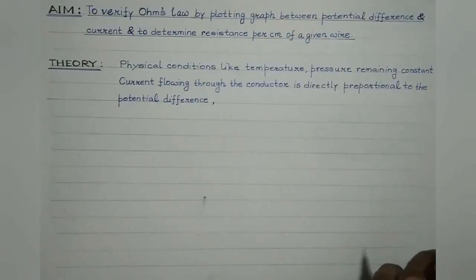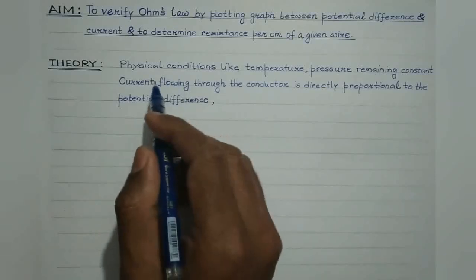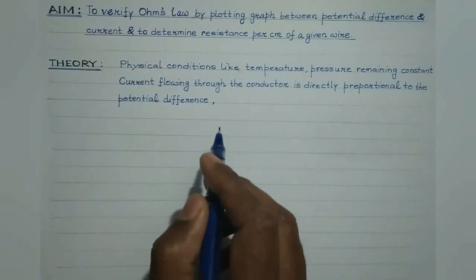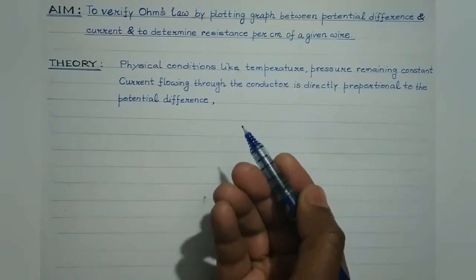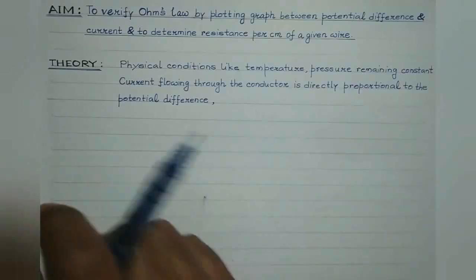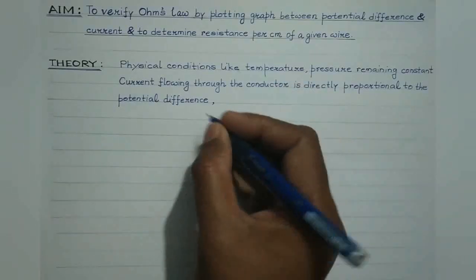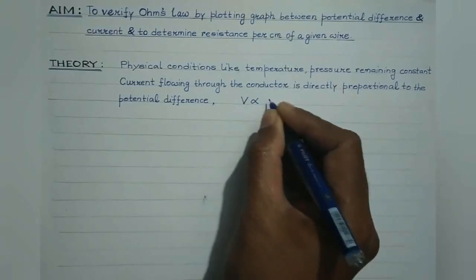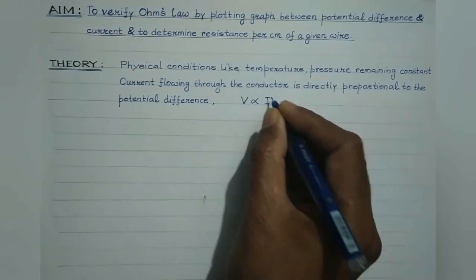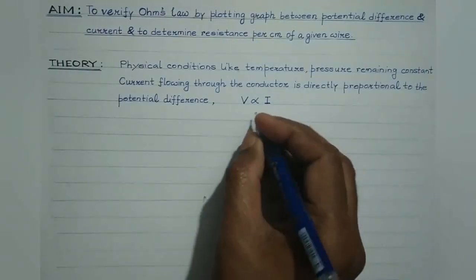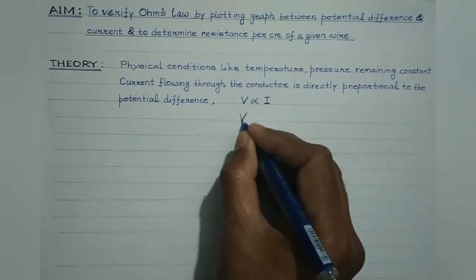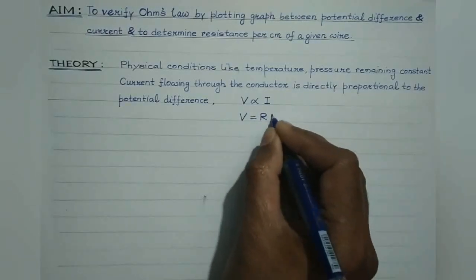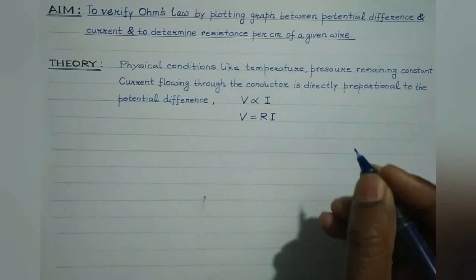Students, we are already aware of the statement of Ohm's law. Physical conditions like temperature, pressure, etc. remaining constant, the current flowing through a conductor is directly proportional to the potential difference applied across the ends of the conductor. So, mathematically, as per Ohm's law, V, that is the potential difference, is directly proportional to the current. Now students, in order to eliminate this proportionality sign, we need to introduce some constant. So here the constant is R, which is the resistance offered by the conductor.